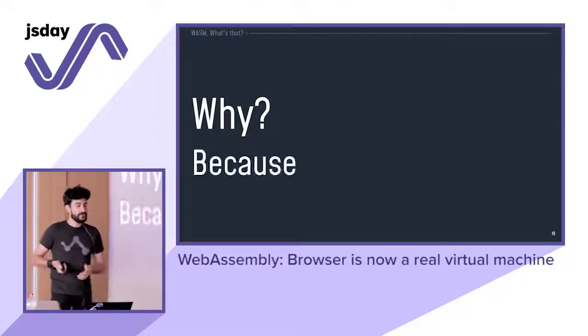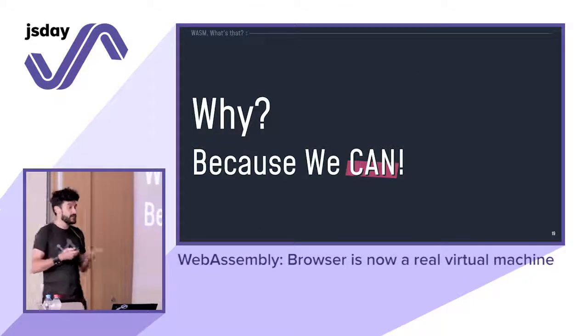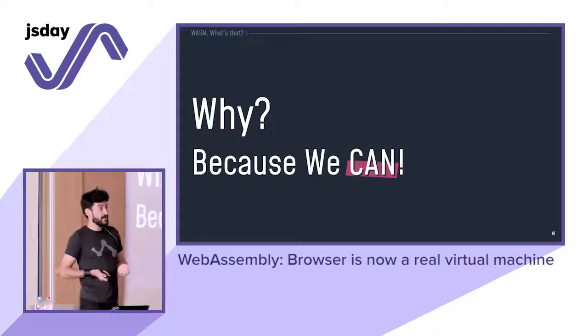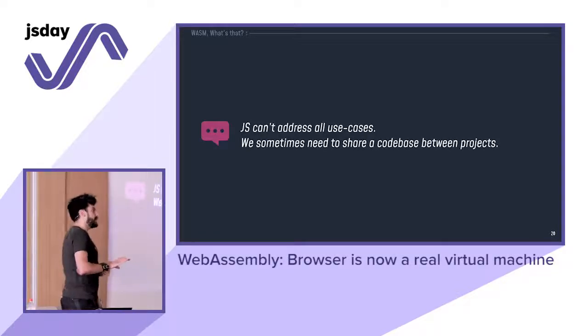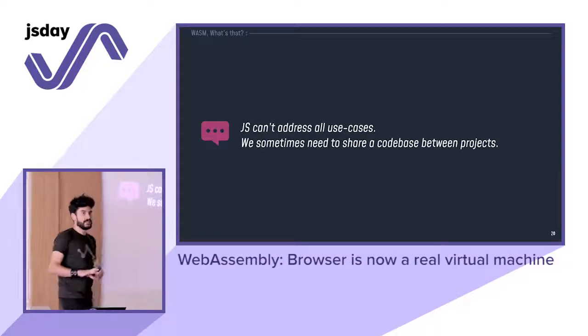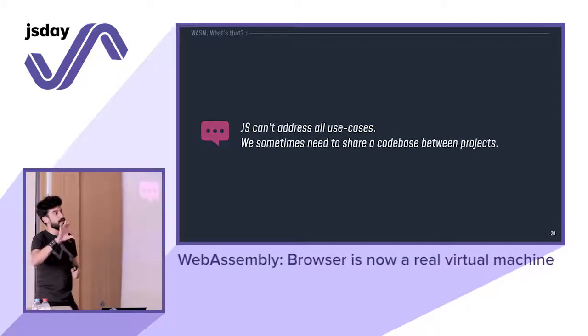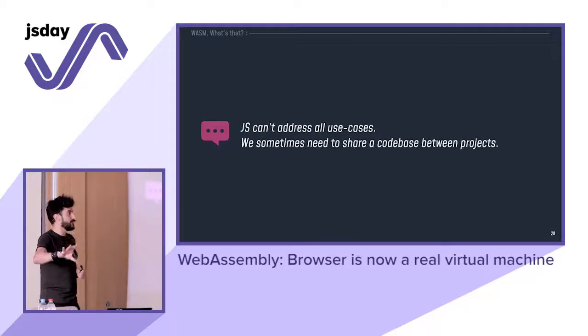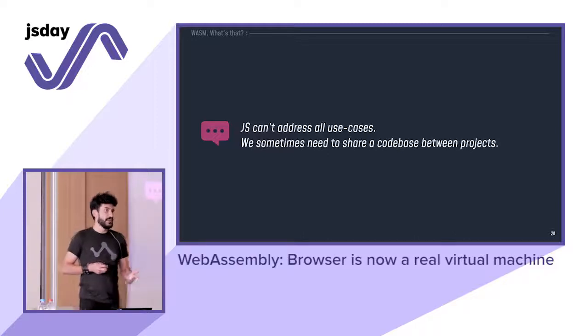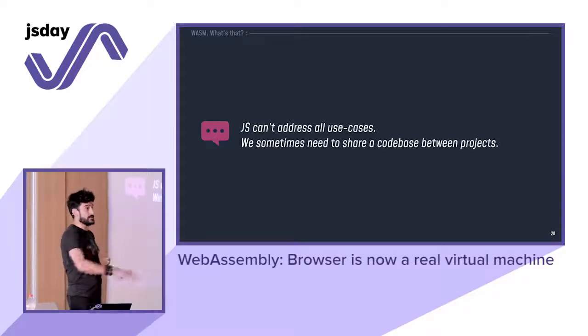Why could we do that? Just because we can. It is fun. And it is really efficient. So the most interesting part is that JS can't handle every use case. You sometimes have some part of the code base that is available on your backend or your server in another language. And if you need to port it to your web browser, nobody wants to rewrite it in JavaScript. It is more efficient to just compile it to be able to run it in your browser directly.